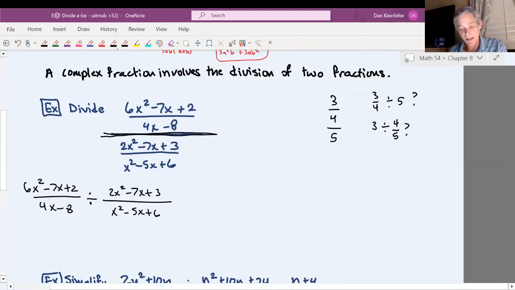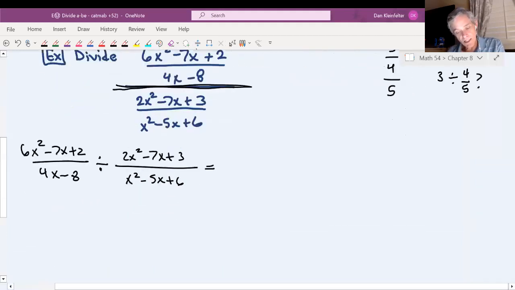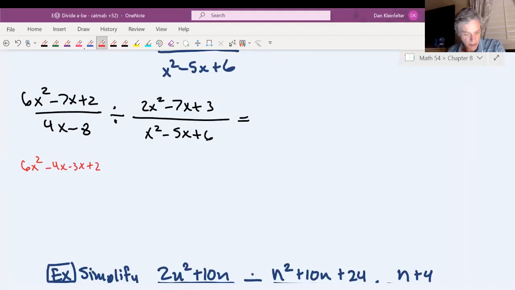Okay, all right, so let's try this one. Once again, we're going to need to do some factoring. So let's do that. For the first one, we need two numbers that multiply to 12 and add to 7. That sounds like 4 and 3. So we'll have 6x squared minus 4x minus 3x plus 2.